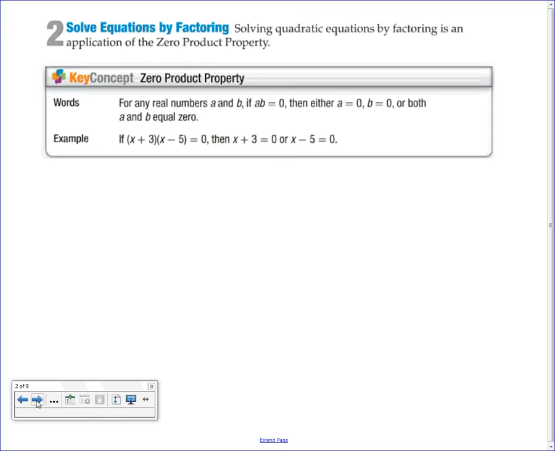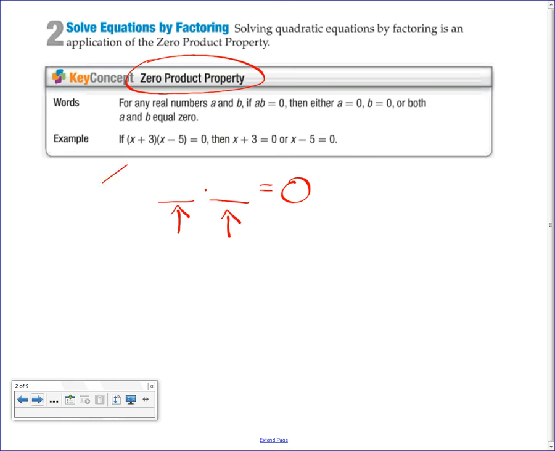Okay, first thing that we've got to look at is something called the zero product property. Basically, when we are multiplying two numbers together and we get an answer of 0, we know that one of the two numbers, either this one or this one, has to be 0. All right, that's the zero product property.